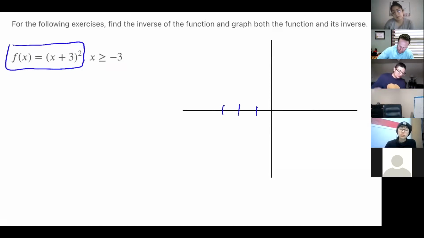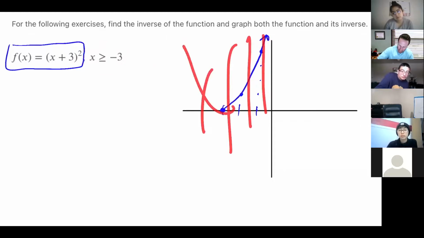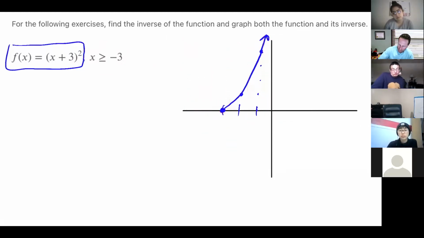1, 2, 3 to the left. There's my vertex. If I square it, I go over 1, up 1. Over 2, up 1, 2, 3, 4. And this would be the shape of my graph. Now notice I'm only doing things greater than or equal to -3. I'm not doing the other half of it because then that inverse would not be a function. This is still a function. This is still a function. But they got rid of this half so that the inverse would be a function.